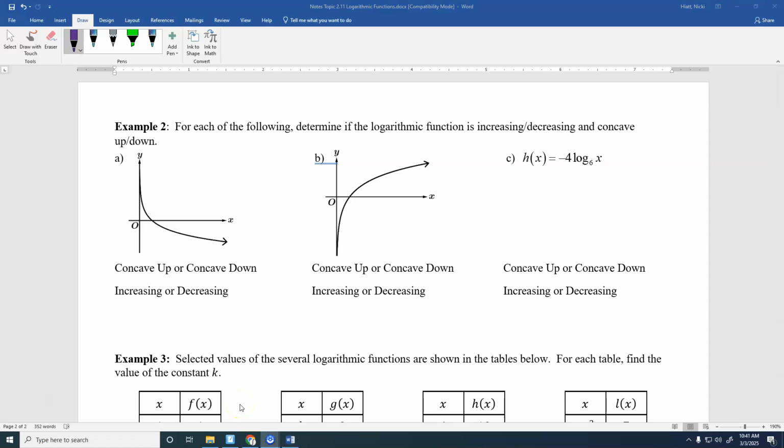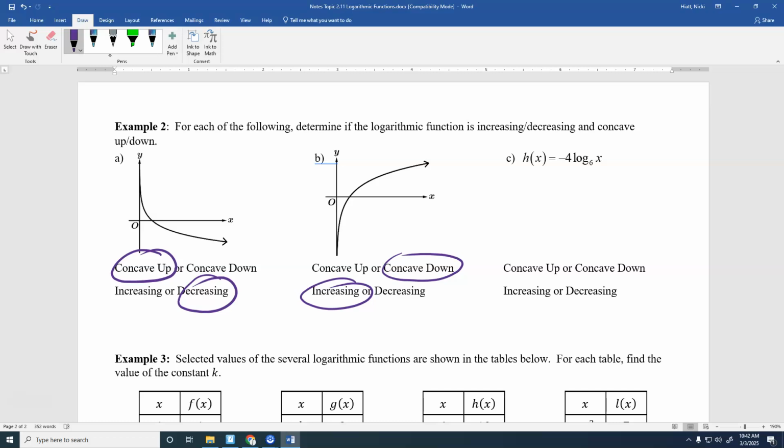Okay. Let's see. Michaela, what'd you get for A? Perfect. Concave up, decreasing on that one. Okay. Let's see. Molly Adams, how about B? Very good. Concave down, increasing.